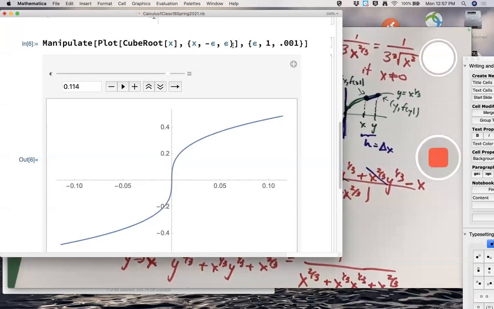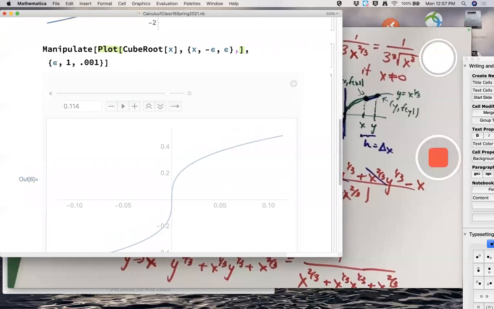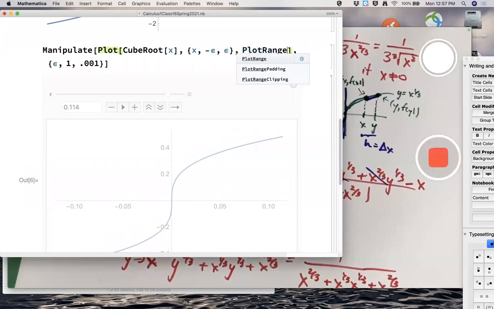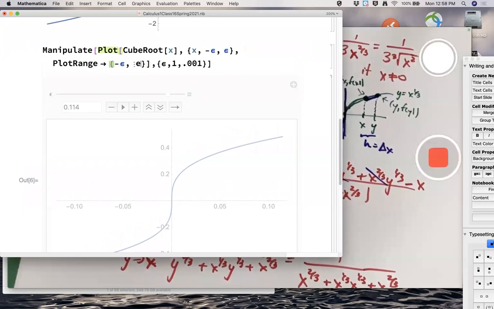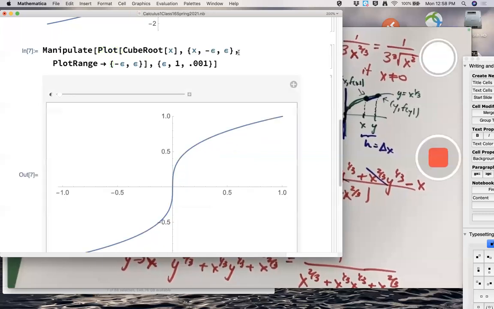What I'd like to do to make the graph look different as I zoom in is an extra thing: put another comma up here after the list containing the range of values for x. And let's do our old friend PlotRange with a capital P and a capital R. Arrow is again a negative sign, then a greater than sign. And then inside curly braces as a list, I'm going to type negative epsilon to epsilon. Again, make the epsilon with escape E escape. That'll zoom in a way that makes the graph look different as I zoom in.